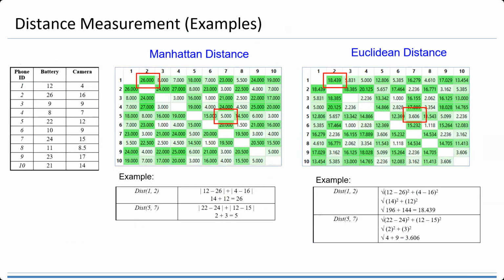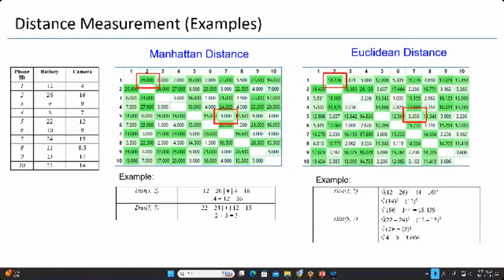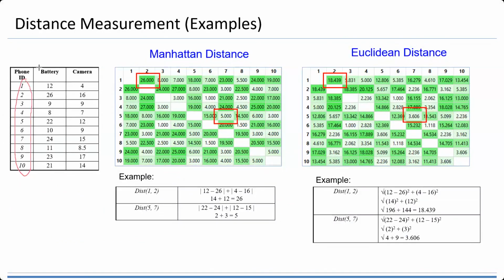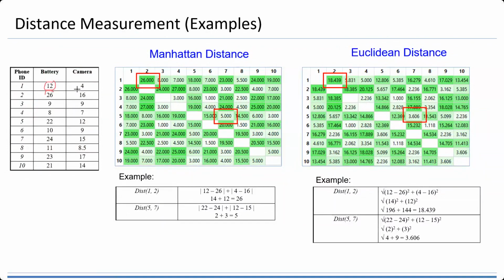Now, how to use the Manhattan distance and how to use the Euclidean distance? Let's see this example. I have 10 phones, and I have the battery and the camera. Now I want to see the distance between phone number one and phone number two. What is it? So I need to check the distance between this one and this one.